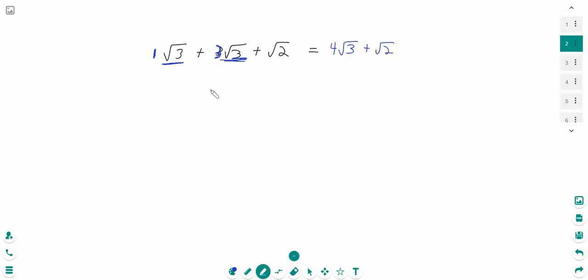All right, let's try another one. So if I have 4 times the square root of 7, and I'm subtracting 3 times the square root of 2, and then I'll add another 5 times the square root of 7, and maybe I'll subtract the square root of 7. All right? What would this give us? Well, why don't you pause the video, try this one by yourself, and then we'll do it together.